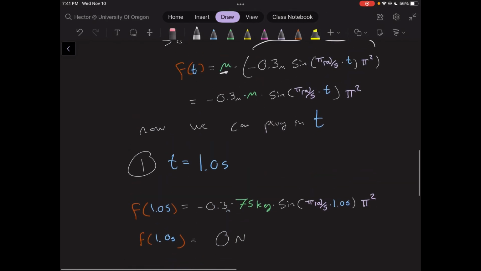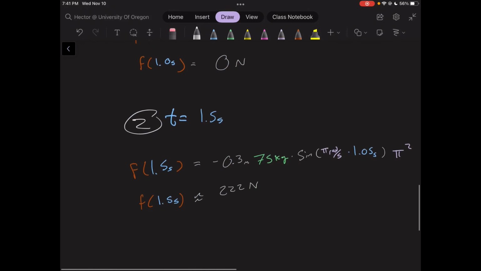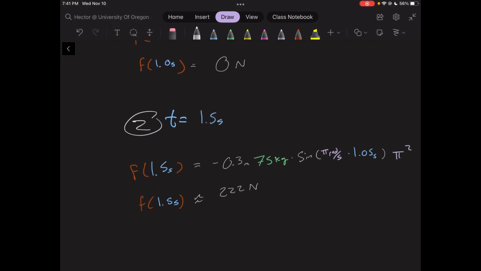If we do that, for the first one we get 0 newtons. Sine of pi is 0. If you remember your unit circle, that's pretty obvious, but yes, sine of pi is 0, so it's 0 times 7.5 times pi, and it all goes to 0. Plugging in 1.5 though, we get around 222 newtons. So from time 1 to time 1.5 there's definitely a change in the amount of force, because of that change in acceleration.